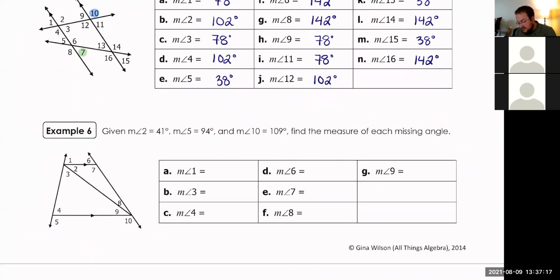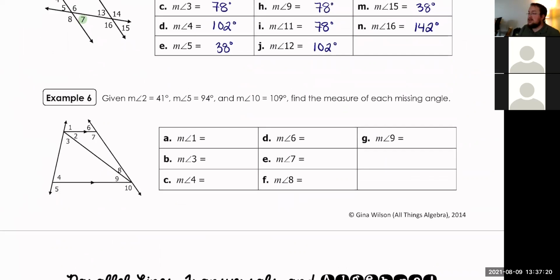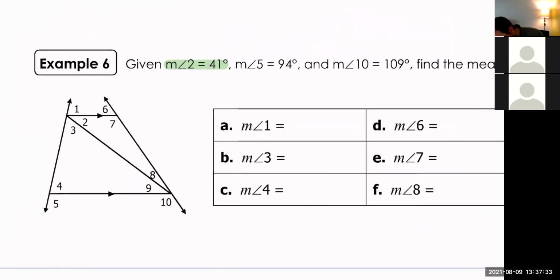I would like to take a quick sneak peek here at example 6, just because again, there is some distracting information here. We were given 3 angle measures, which is probably important because of how this image is constructed for us. Measure of angle 2, which is nestled in here, is 41 degrees. Measure of angle 5 is 94 degrees, which is down here. And measure of angle 10 is 109 degrees, which is over here.